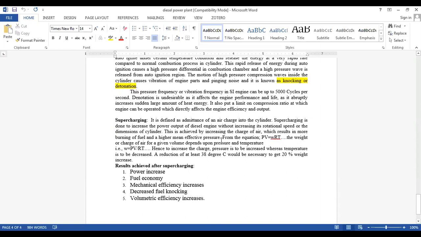Okay, and the next one is supercharging. Supercharging is included in the air supply system. When the air is taken into the diesel engine, superchargers are used just to increase the pressure of the intake air. The results achieved after supercharging are increased power, fuel economy, increased mechanical efficiency, decreased fuel knocking, and increased volumetric efficiency. So this is all about the diesel power plants.